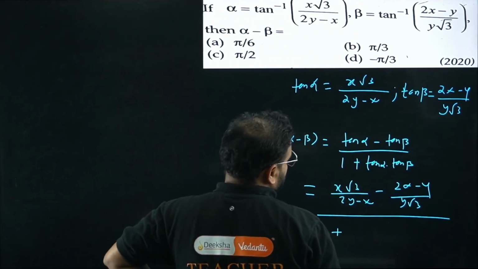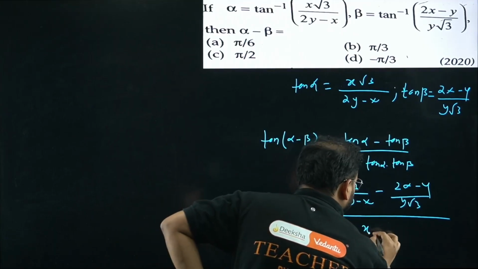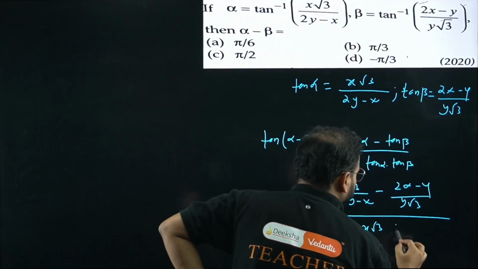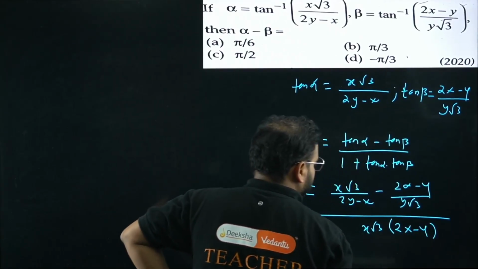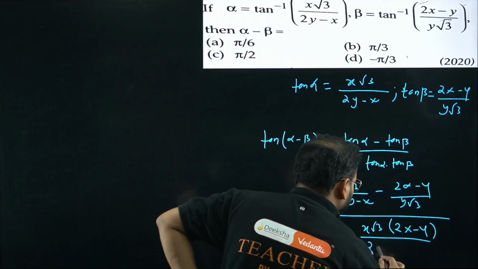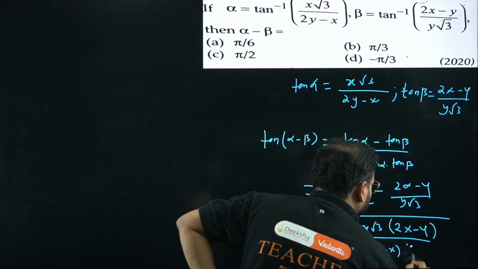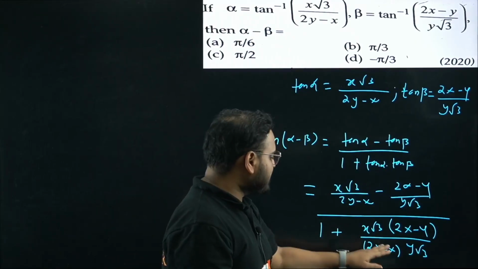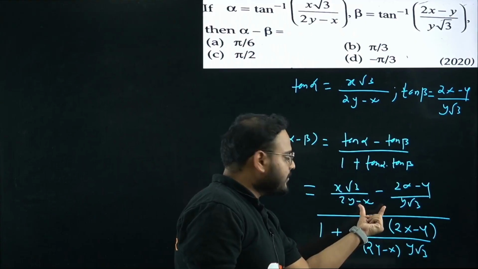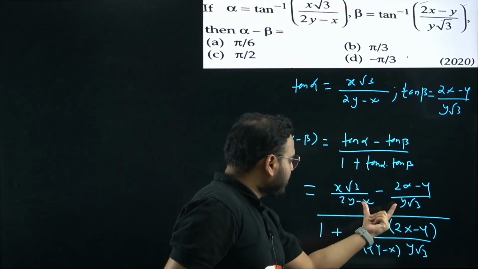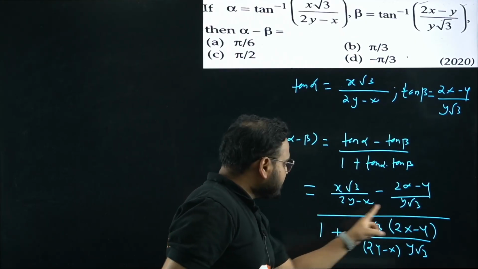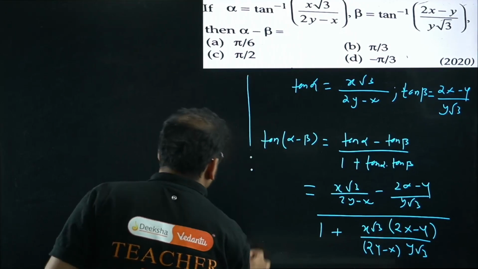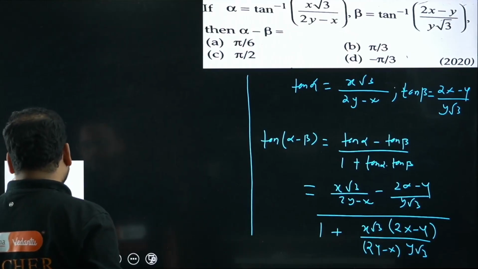What I get is x root 3 times 2x minus y, divided by 2y minus x times y root 3. Now you can think of cancelling this root 3, but don't do that. Why? Because if I take the LCM, I'll have the same denominator, 2y minus x and y root 3, and I can remove the denominators together. Take LCM in both the numerator and denominator together. Interesting question. Not difficult, just interesting.